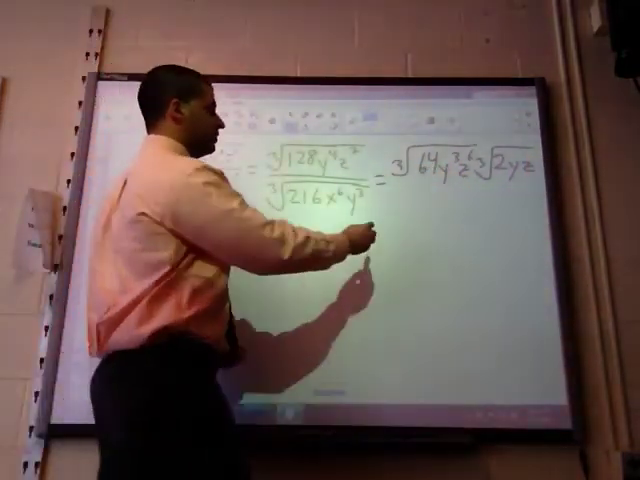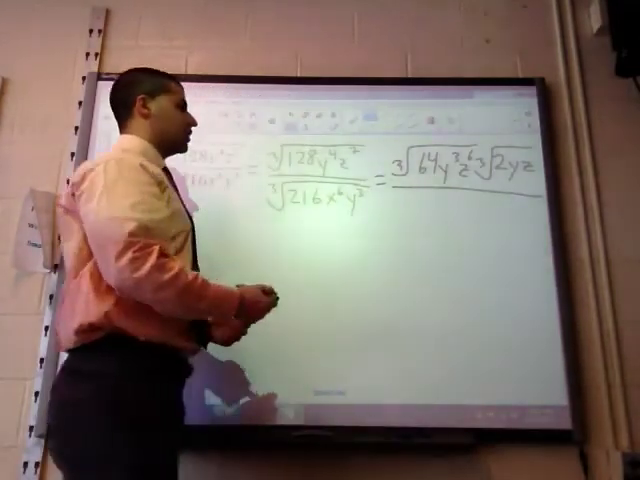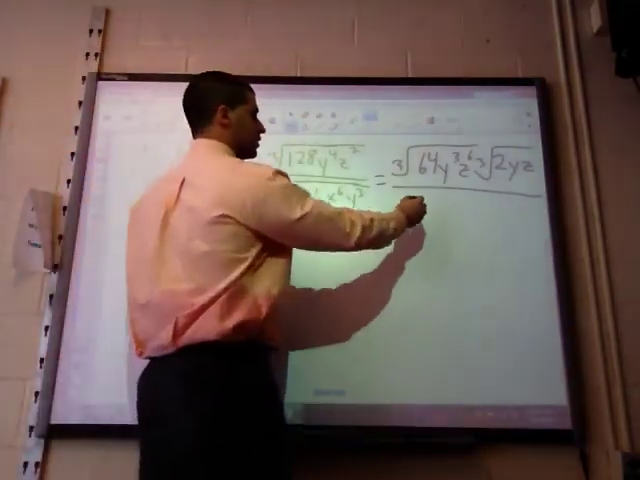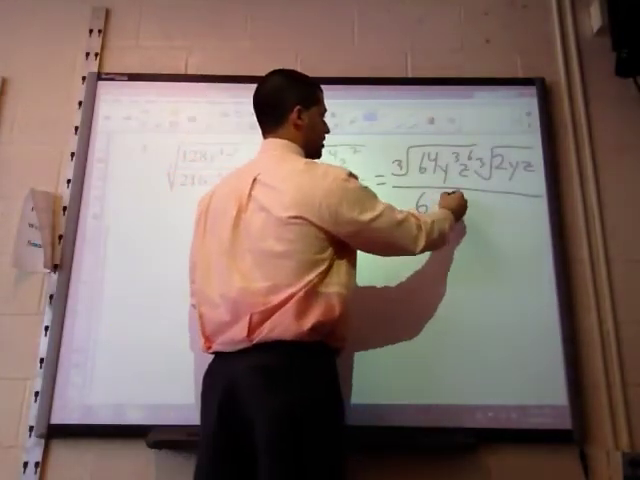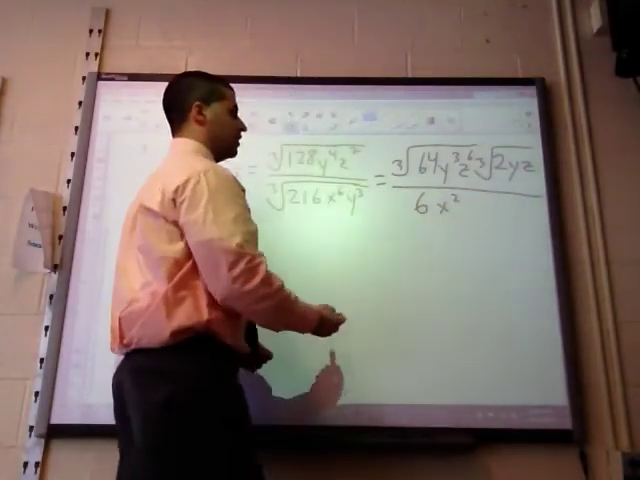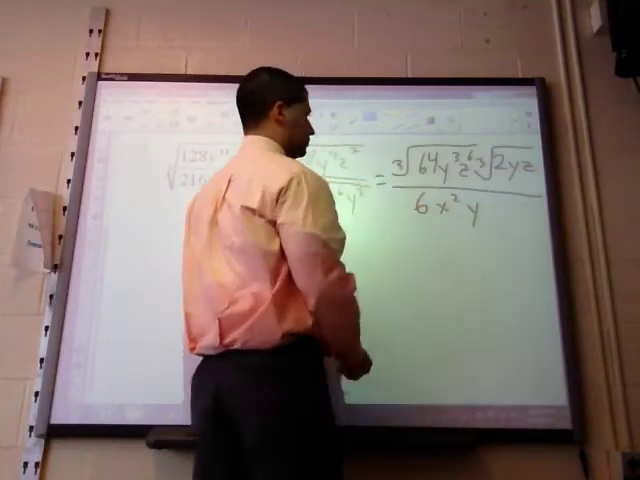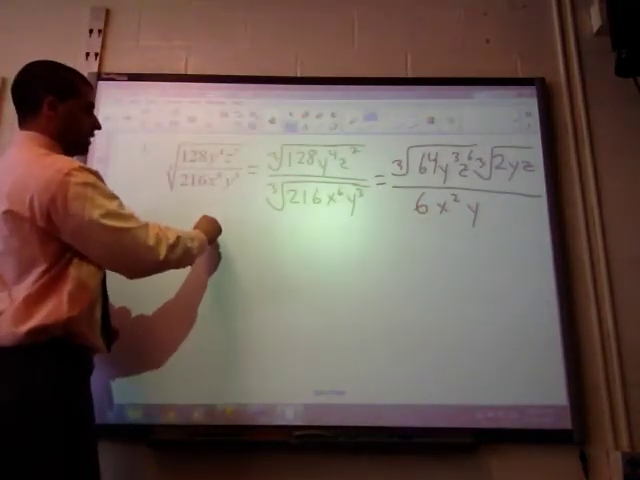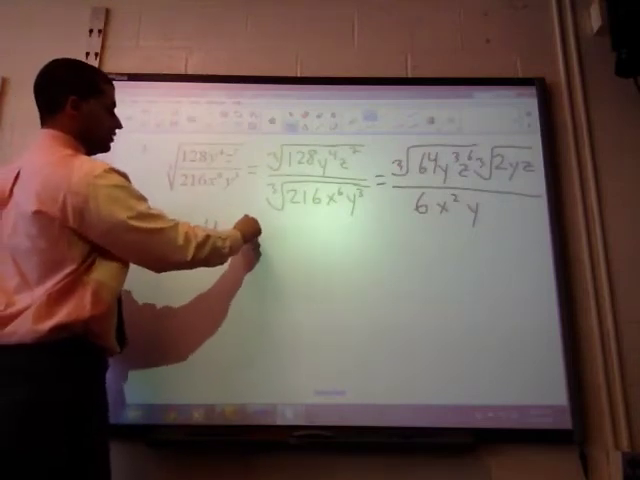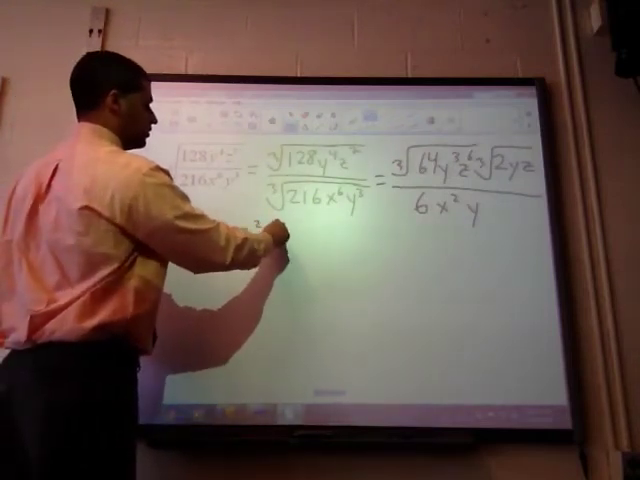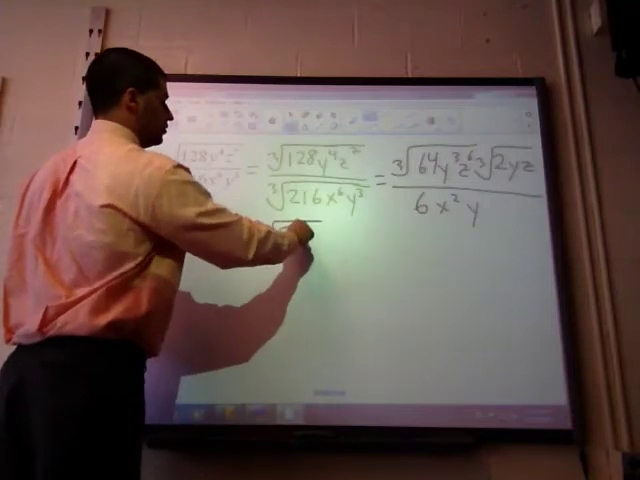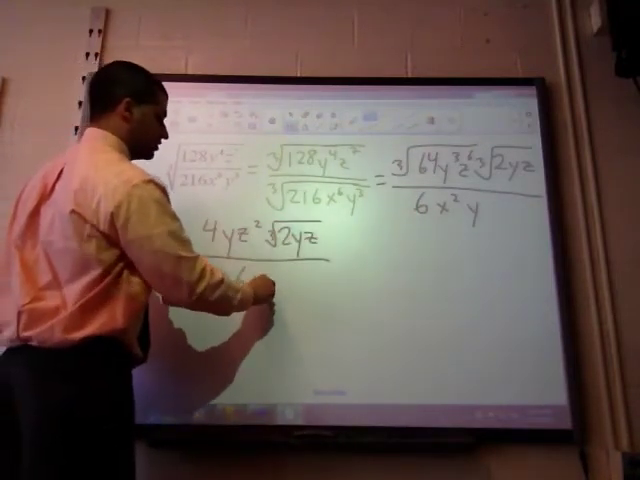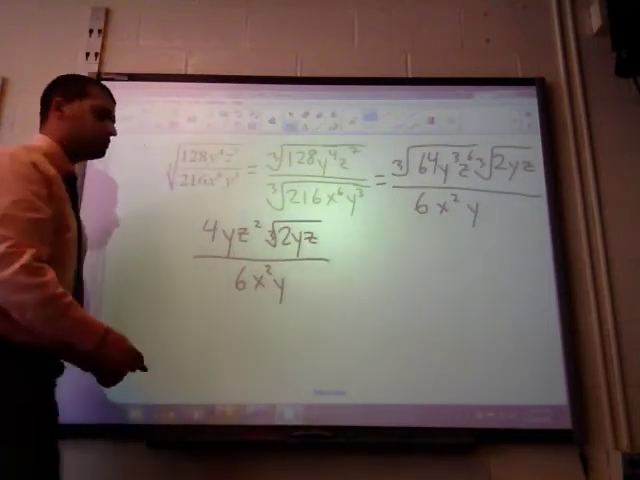Now if you look at the bottom, we have another one where it works out to be perfect on the bottom. Cube root of 216 is 6. Cube root of x to the 6th is x to the 2nd. And cube root of y to the 3rd is just y. So now we simplify the top down. And we get 4y z to the 2nd cube root 2y z all over 6x squared y.